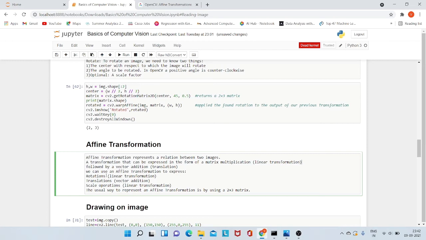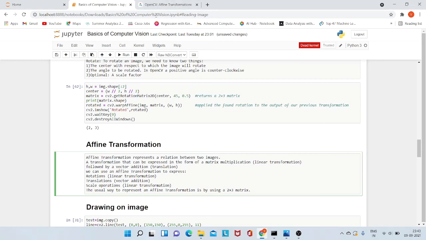What we actually do is perform affine transformations whenever we want rotations, or whenever we want to translate the image. Rotations and translations. Rotation is considered a linear transformation, whereas translation is a vector addition. You can also perform scale operations, which are also considered a linear transformation. And the usual way to represent an affine transformation is by using a 2 by 3 matrix. So that is the reason why you got this matrix as a 2 by 3 matrix.